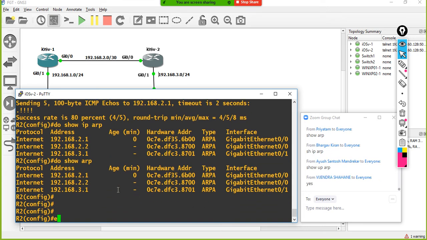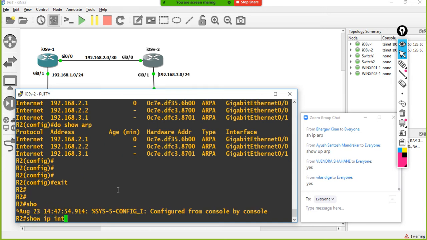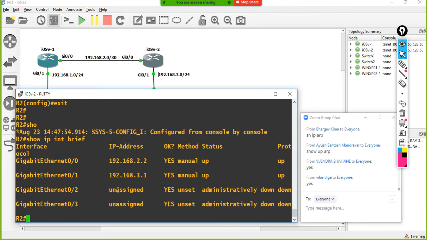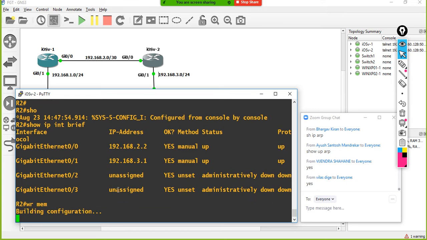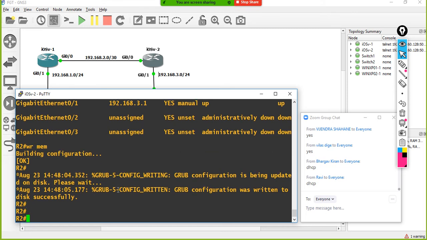Perfect. Now so far we configured this. Show IP interface brief. Right, guys? Now is there anything pending here? Do we need to do anything here? Anyone? We configured the interfaces. Now we need to configure the DHCP. Let's go and do that.